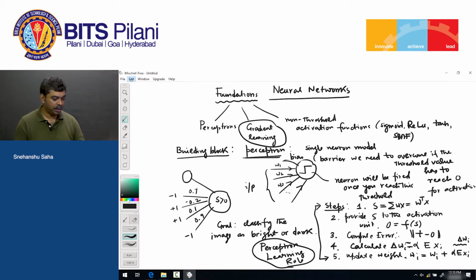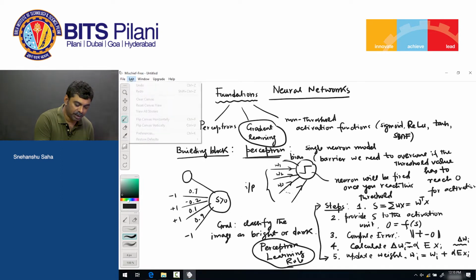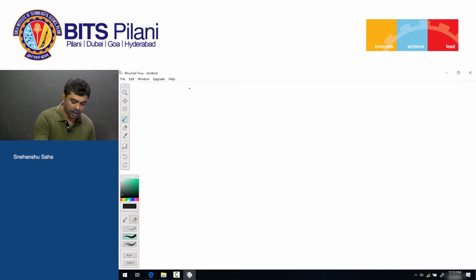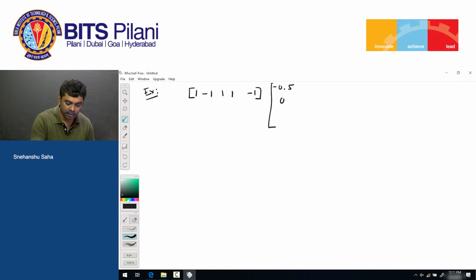Okay, all right. So we will see an example now. What I have here is an example: some inputs with a -1 bias, right? And these are the weights, arbitrarily chosen.